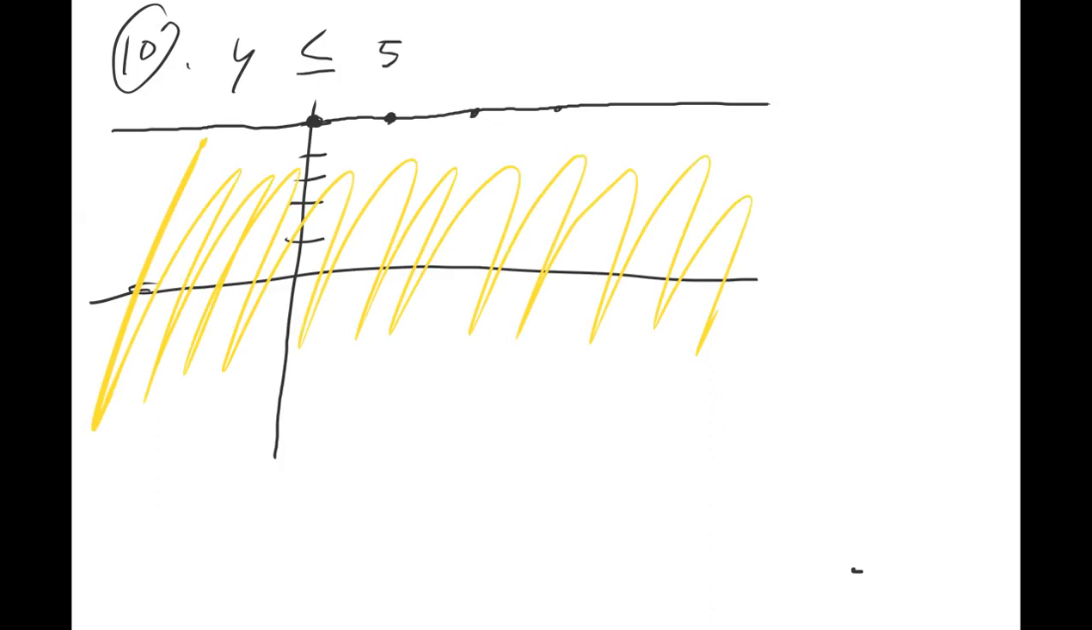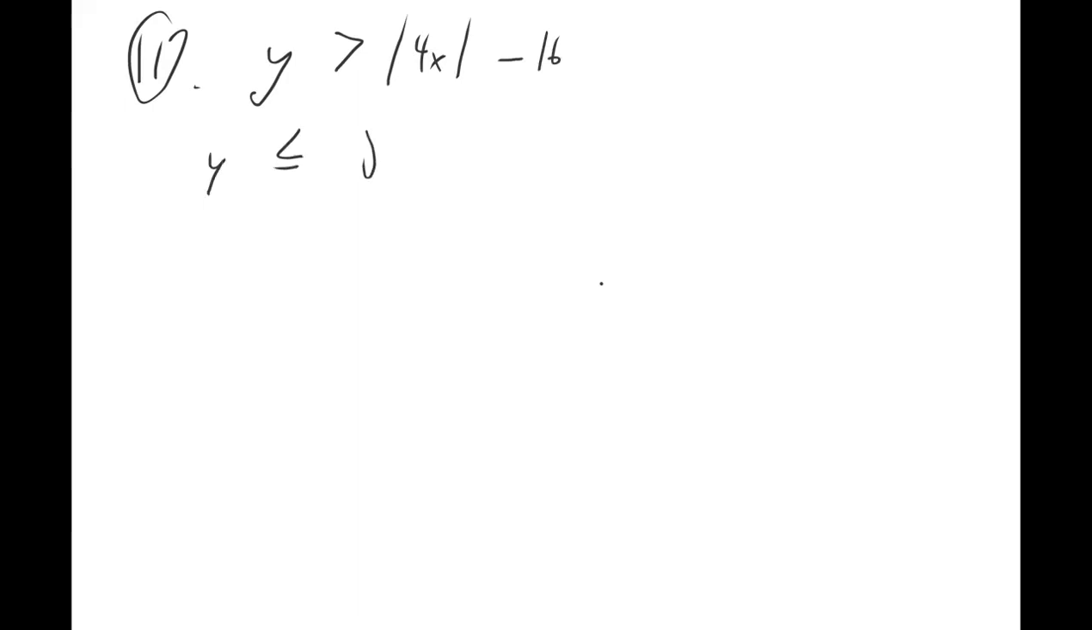All right. Now we're going to do number 11. Number 11 says y is greater than absolute value of 4x minus 16. And then it says y is less than or equal to the square root of 16 minus x squared. Perfect.